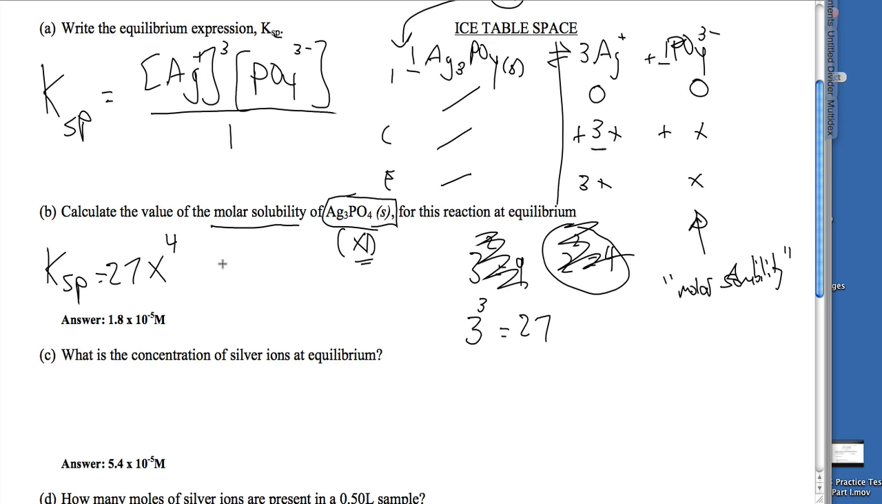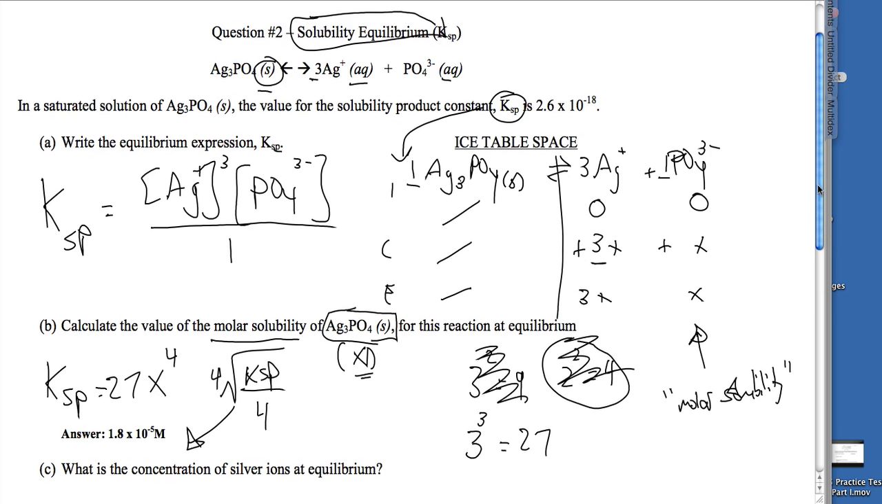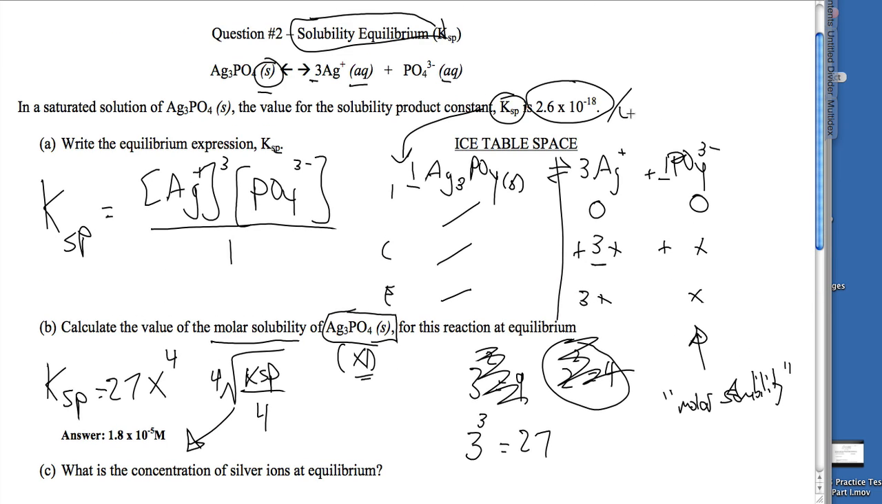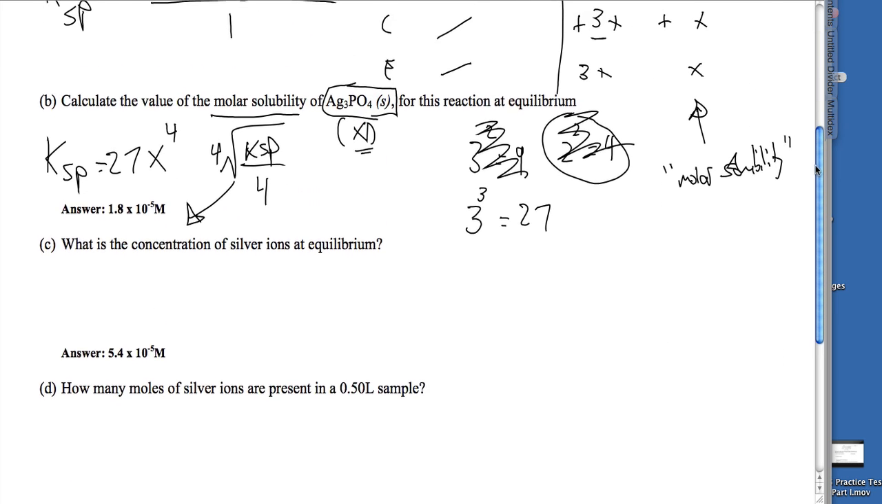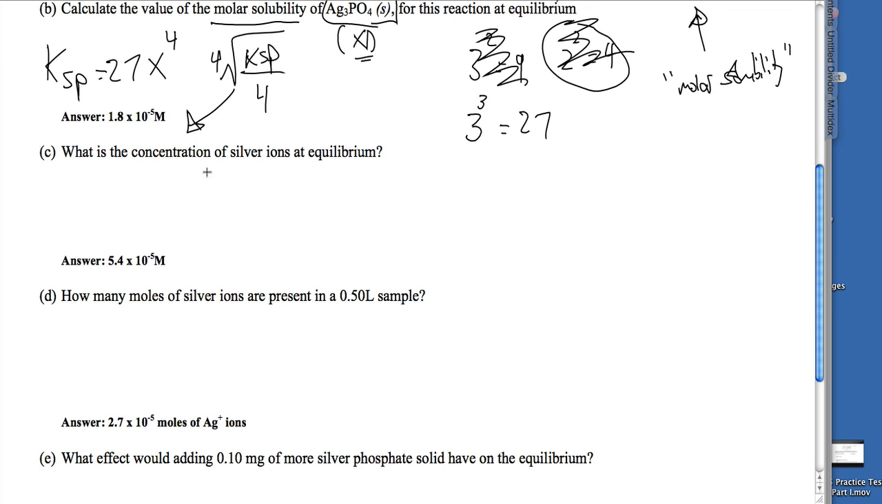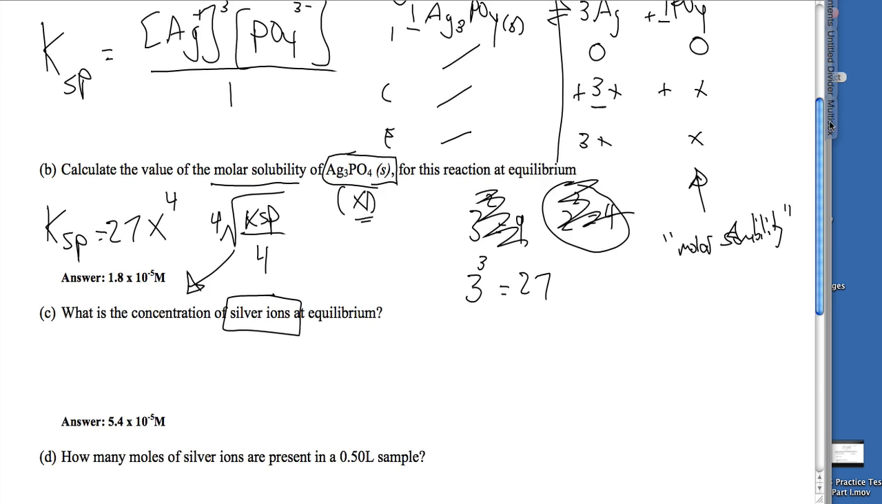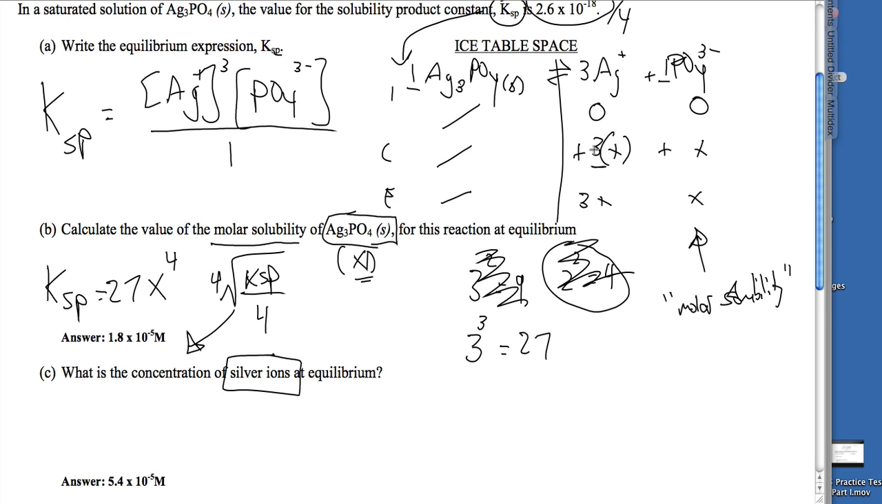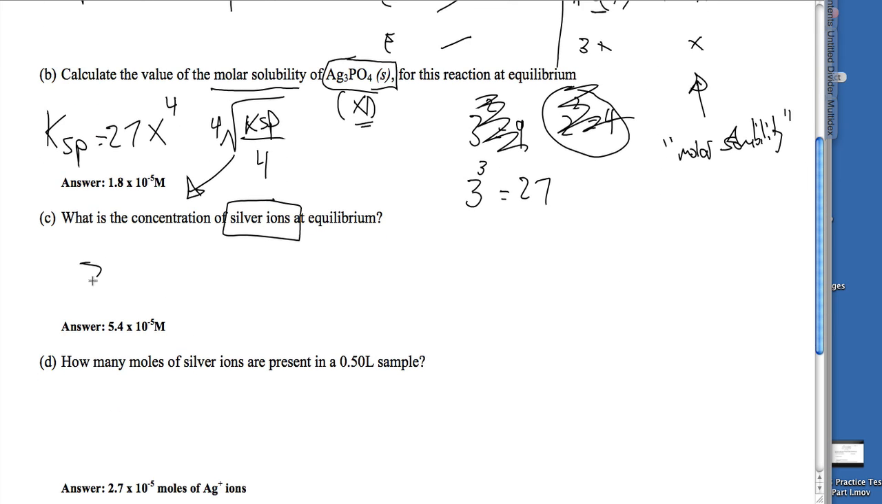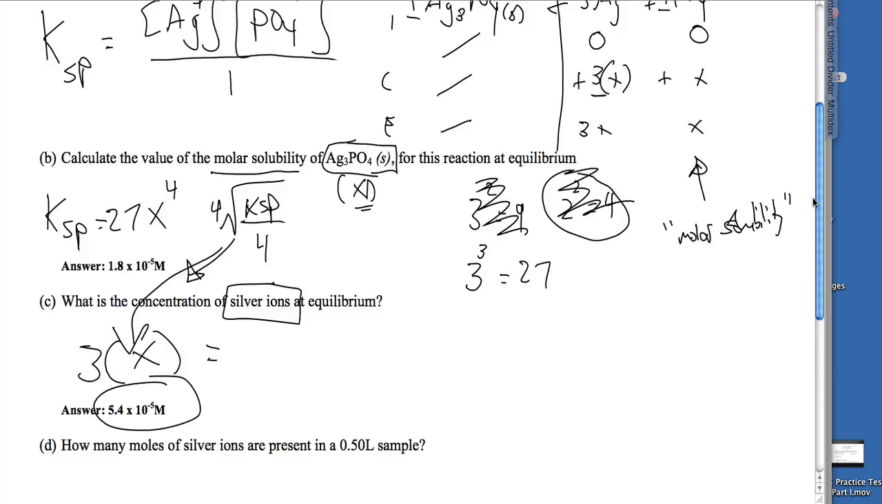So rearranging this, you're going to take the fourth root of KSP divided by 27, and that's going to give you this answer right here for x. There's the KSP, so you divide that by 27, and then you're going to take the fourth root. And I think you push the math button on your calculator to get to that, I'm really not sure. So what is the concentration of silver ions in solution? You go up to the ICE table. Silver is going to be 3 times x. So 3 multiplied by x, whatever you got there, is going to be your answer, and there it is. And that came straight from the ICE table.